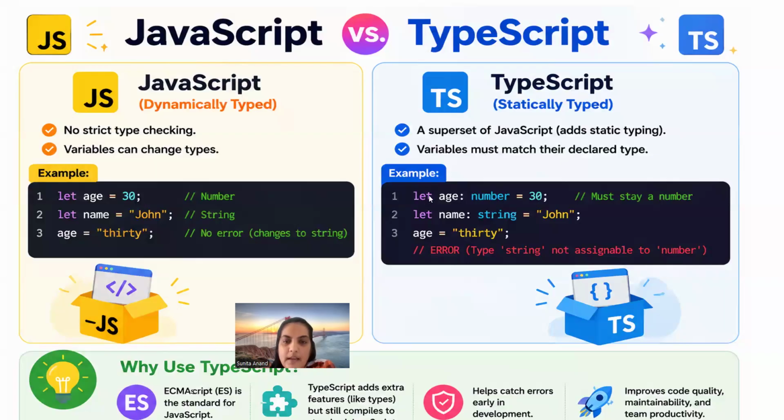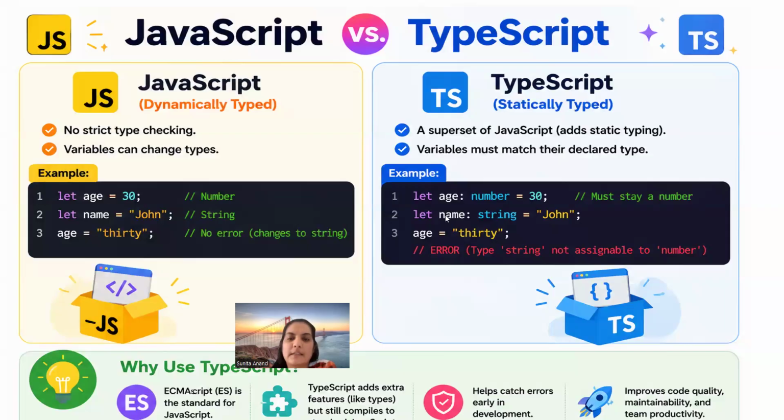So let's say in this example, let age colon number is equal to 30. Now, what is this colon number? It's the annotation. It is the data type: number. You are explicitly saying that you are going to initialize the age variable with this annotation, colon number, where number is the data type here. Annotation is colon number and 30 is my value. It is the number value. And it is said that it is going to be a number, no more changes. It must stay as a number.